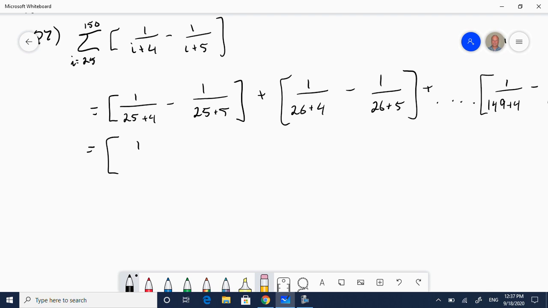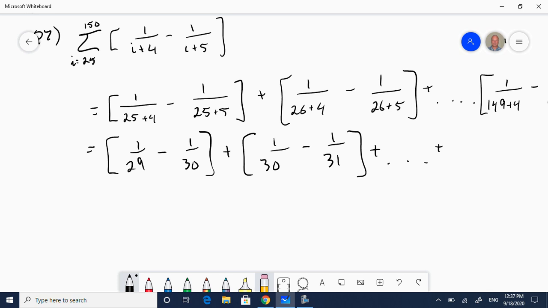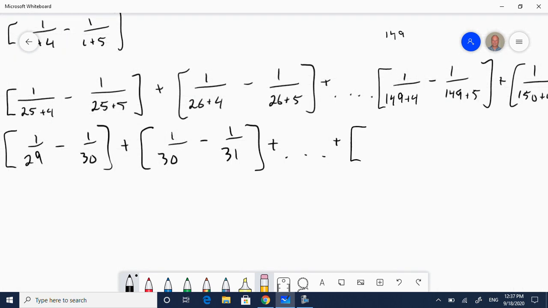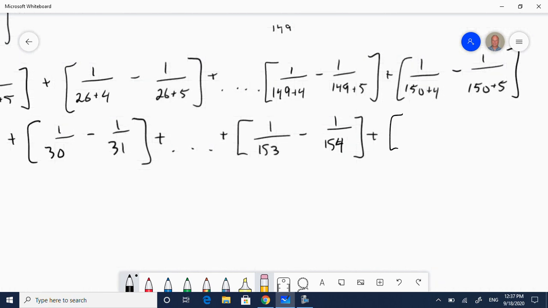So I've got 1 over 29 minus 1 over 30 plus 1 over 30 minus 1 over 31. Okay. All the way up to 1 over, be careful, 149 plus 4 is 153, minus 1 over 154, and then my last term is 1 over 154 minus 1 over 155.